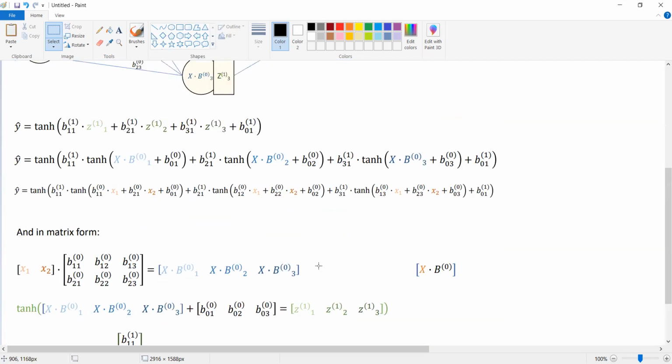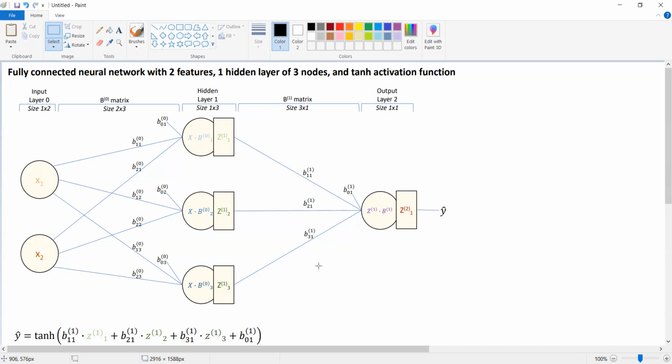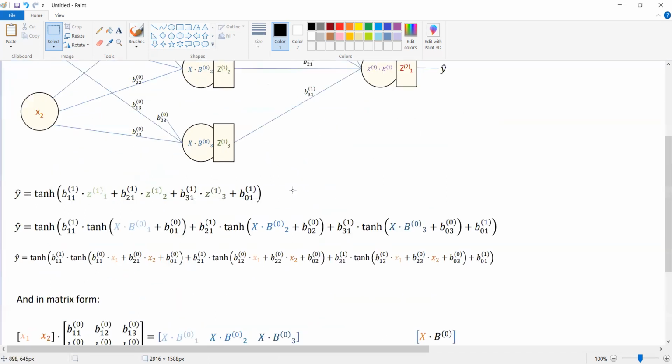Okay? So essentially what I want to show you is that neural networks are a series of matrix multiplications with nonlinear functions in between them, okay? And they can be written as one long function with all the parameters of each step in there, and the x's and our inputs, okay?